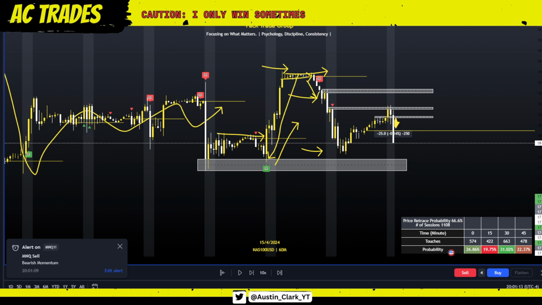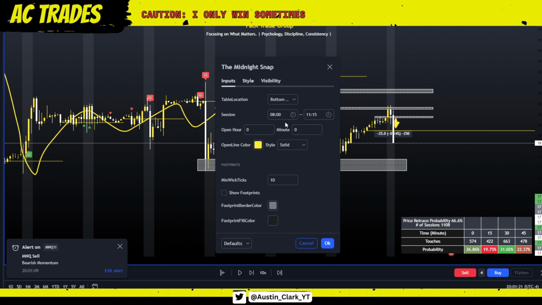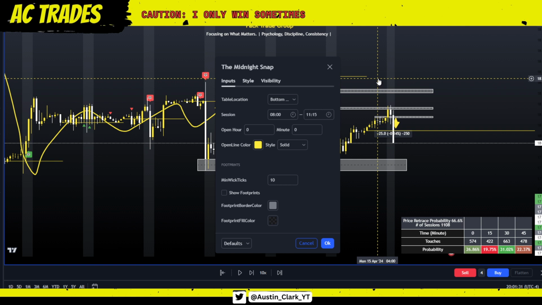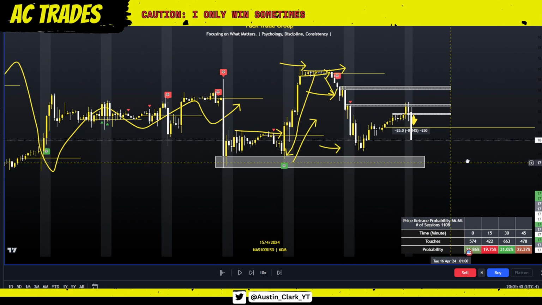Could you please explain again your setting of the indicator and what time and touches row mean on your indicator? Yeah, so the settings are 8 to 11:15. Again, this is the time frame specifically for MNQ, okay? If you try to just blindly put this on any asset, you got to find the data for your asset, okay? So 8 to 11:15, right? Open hour is midnight, which would be 0 hour.